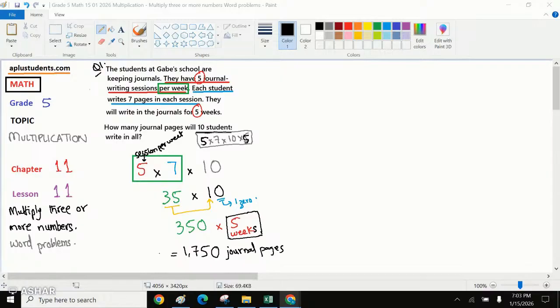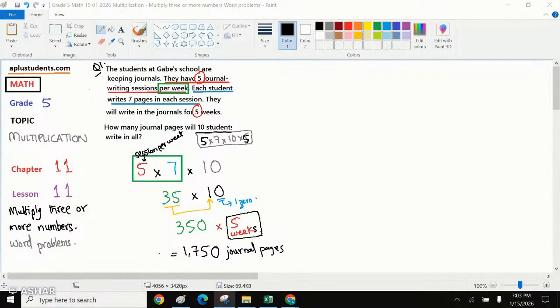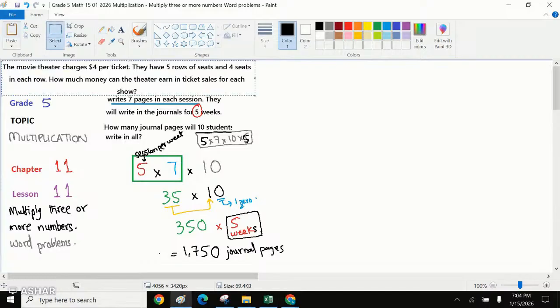Okay, let's try the next question. Can I have your focus over here? The question says the movie theater charges $4 per ticket. They're charging $4 per ticket.